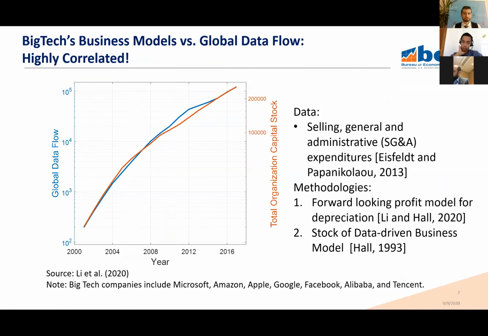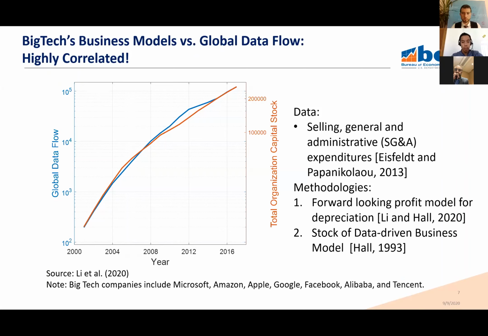So I'd like to conclude with this plot from my new study that has solved the measurement conundrum of linking the explosive global data flow to the value of data. The plot compares the explosive global data flow and the combined value of data, measured by organizational capital, for 7 leading global online platform and internet companies for the period of 2001 to 2017. These companies include Microsoft, Amazon, Apple, Google, Facebook, Alibaba, and Tencent.